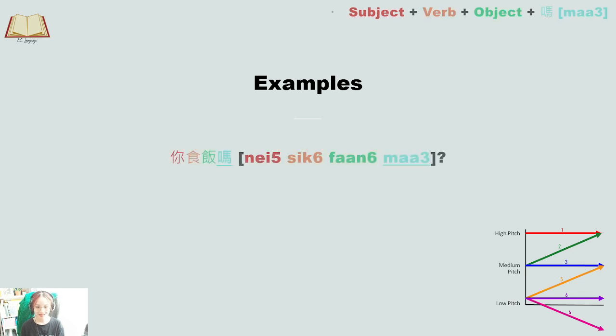This is how you make yes-no questions using ma. 你食飯嗎? You eat rice or meal? It is as simple as placing a ma at the end of a regular sentence. There is no need to rearrange anything within a sentence.